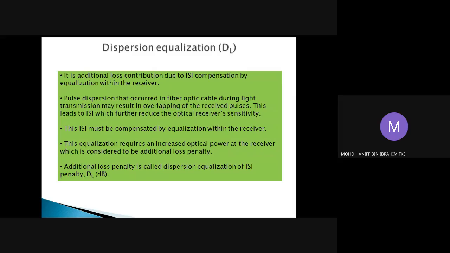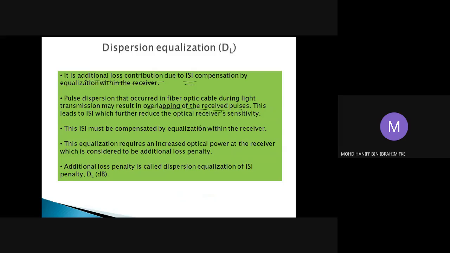So I did mention here that when having dispersion, we are going to have an additional loss, which is contributed by the intersymbol interference. We have learned about this intersymbol interference before in chapter 3. When we have dispersion, the pulse dispersion that occurs in the fiber optic cable during the transmission of the signal will result in the overlapping of the received pulses.